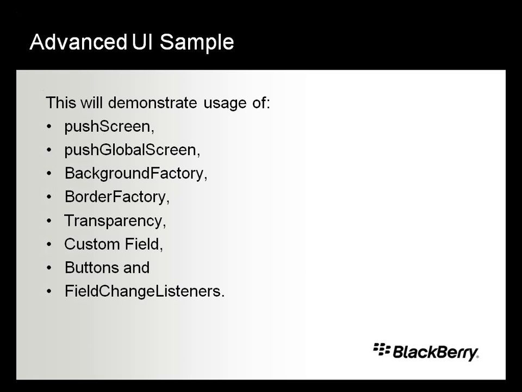To create an advanced UI sample which has a funky user interface, we will have to use a number of different methods and classes, such as push screen, push global screen. We will use background and border factories. We will add transparency to our application. We will create custom fields, and we will use some buttons and field change listeners.